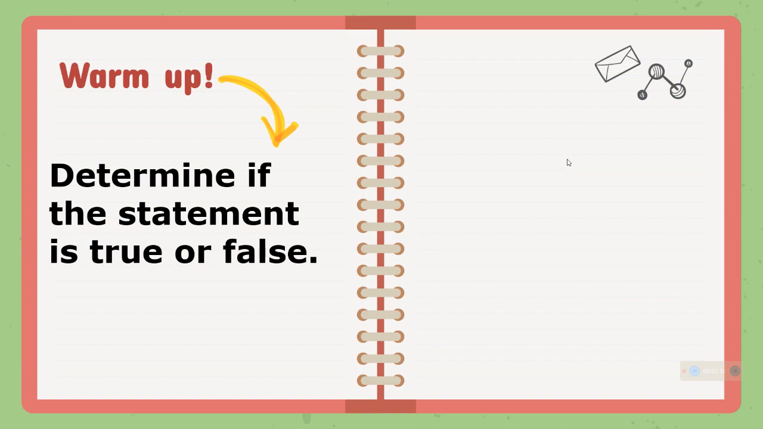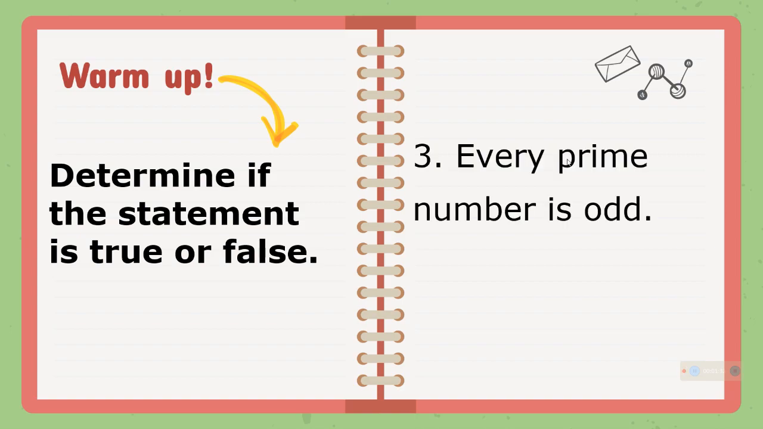For number 3, let us have: every prime number is odd. True or false? Your answer here is false. Why? Because of number 2. 2 is the only even prime number. So again, 2 is the only even prime number.